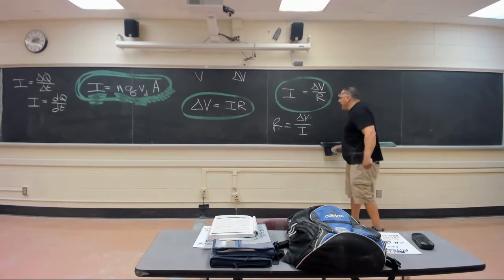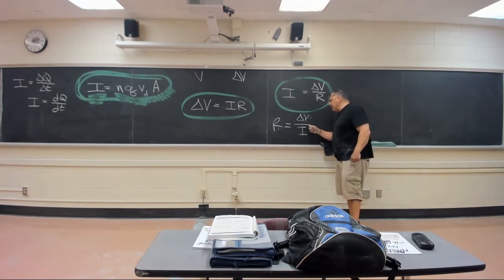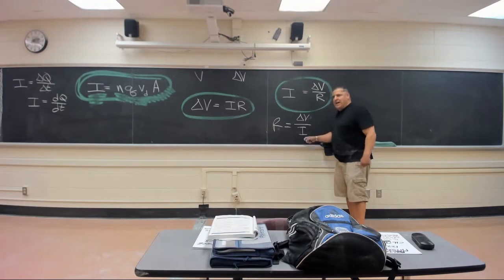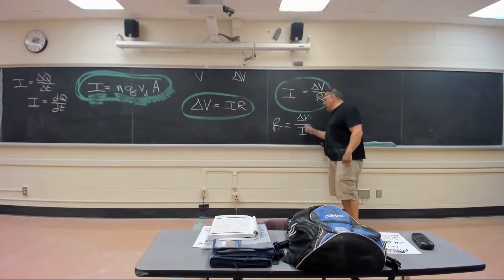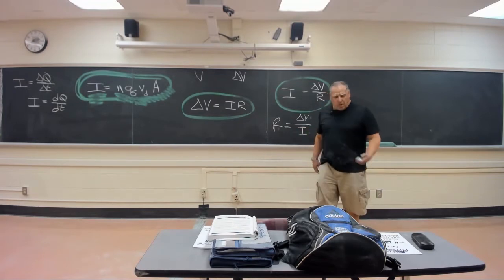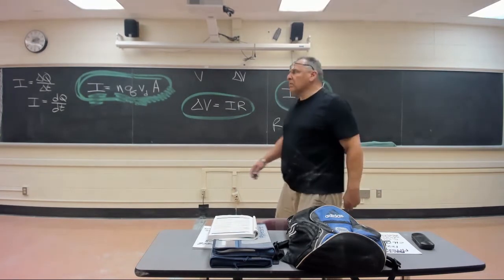What if there's not a lot of potential, not too much potential for something to flow, and yet there's a big current anyway? That means small divided by big is very small. You still get a lot of current. Resistance is small.